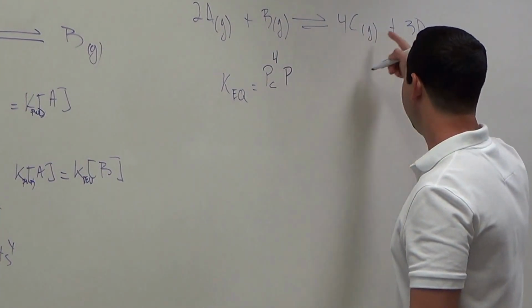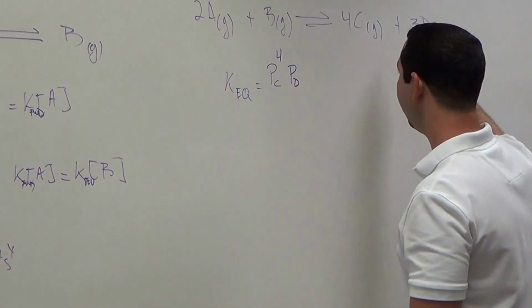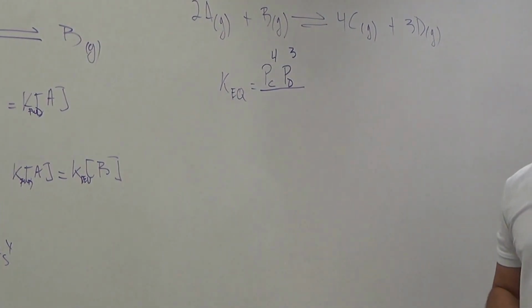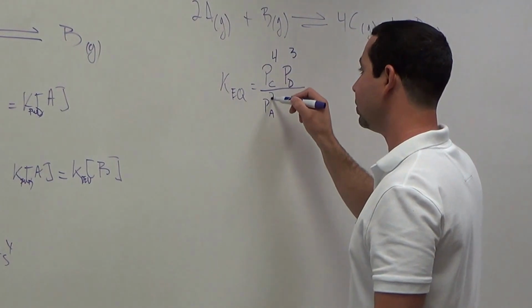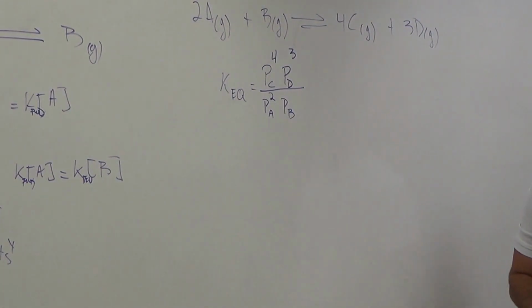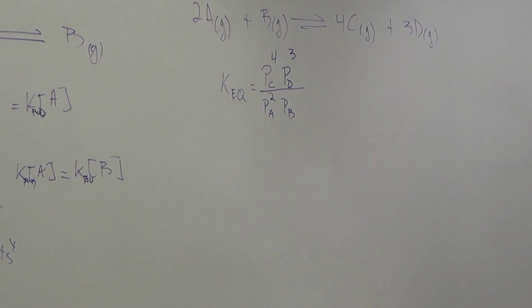This is still a product. It is the pressure of gas D raised to the third power divided by the pressure of gas A raised to the second power divided by the pressure of gas B raised to the first power. What is that we just did there? What is that called? Equilibrium constant expression, yes? That's like the equation to calculate it.